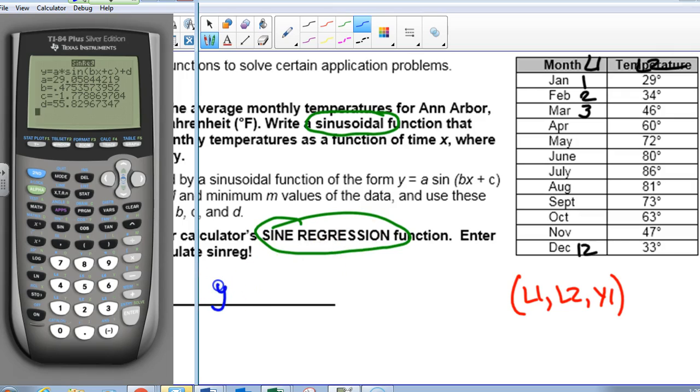Now, it says y equals a times sine bx plus c, where b is in the parenthesis, plus d. So I'm going to round these a little bit: 29.06 sine 0.48x minus 1.78, plus 55.83. All right.